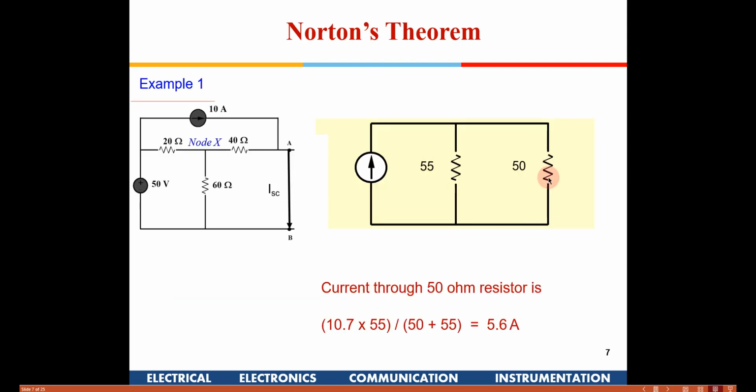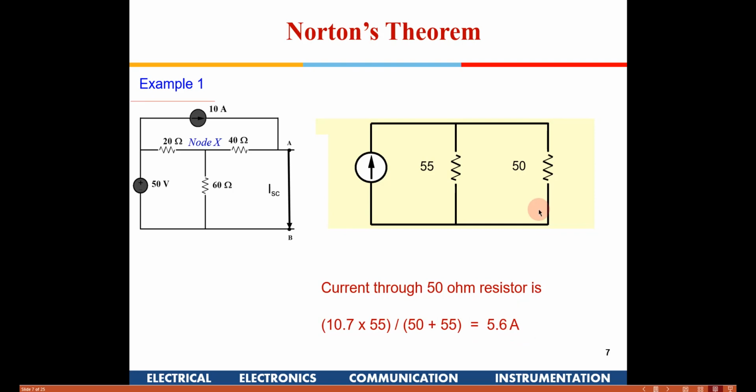Now what is the current going to this 50? That is the current division rule which we have studied in our theory. 10.7 into 55, that is the resistance which is coming in parallel, divided by 50 plus 55. Because there are two resistances, the higher the value of the resistance, the lesser the current will flow into it, and more current will flow into the other branch, because it is going to oppose the current flow. So the higher the value of the resistance which is coming in parallel, more current will flow here. So that comes in the numerator. You can remember it that way. So this is the total current into 55 divided by 50 plus 55. So you get the current which is flowing into the 50 ohms.